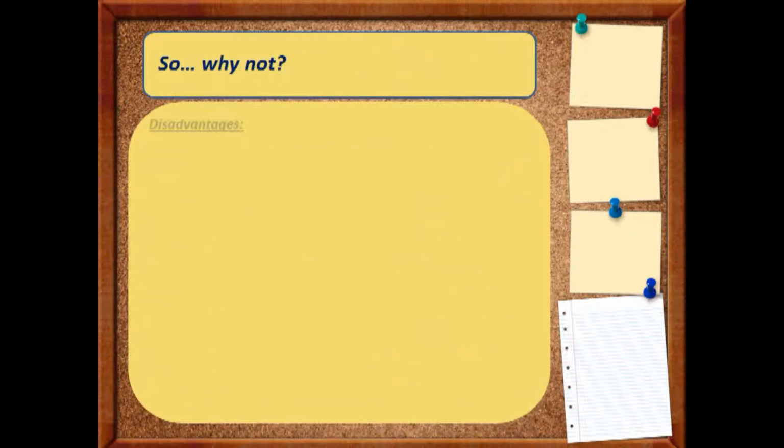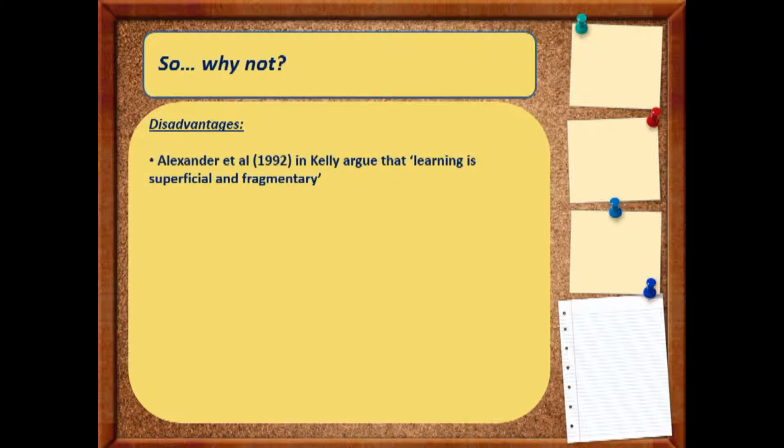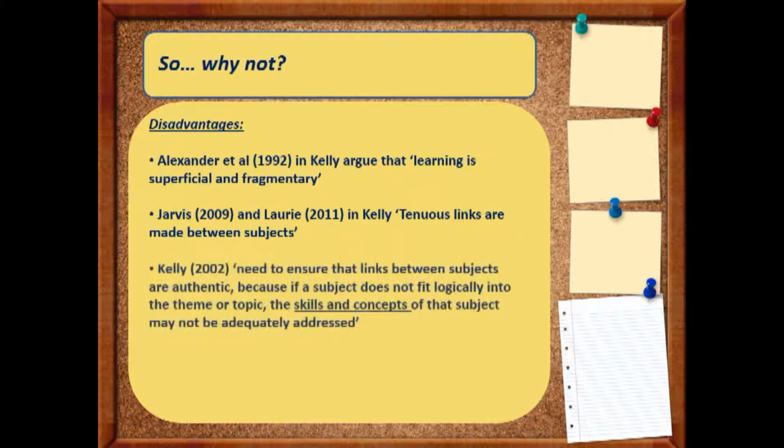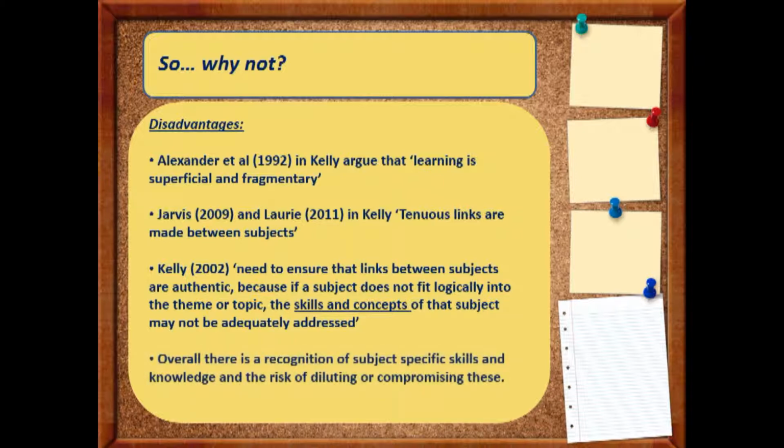So why not? Alexander et al. argue that learning can become superficial and fragmentary, while Jarvis and Laurie second this view in the light that tenuous links are made between subjects which can lead to artificial and contrived learning, a valid view of poorly planned cross-curricular teaching. Kelly's view echoes that there is the need to ensure that links between subjects are authentic, because if a subject does not fit logically into a theme or topic, skills and concepts may not be adequately addressed.